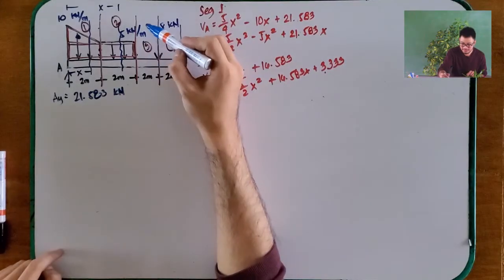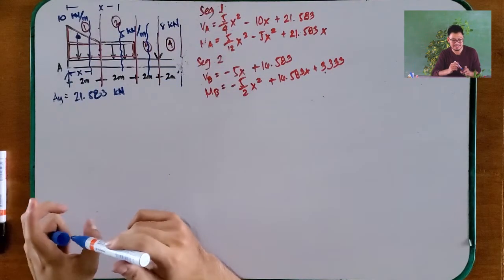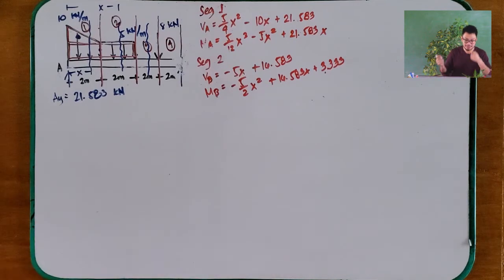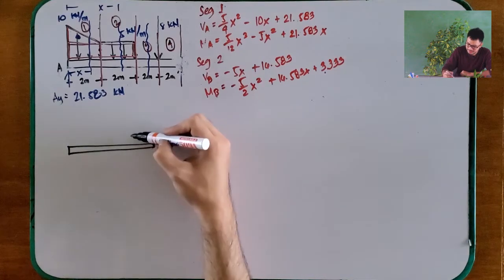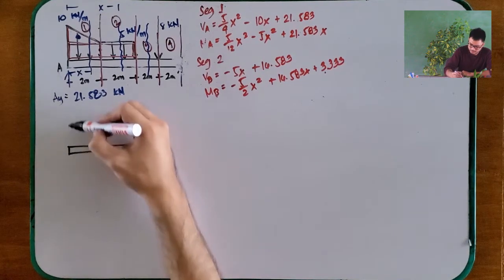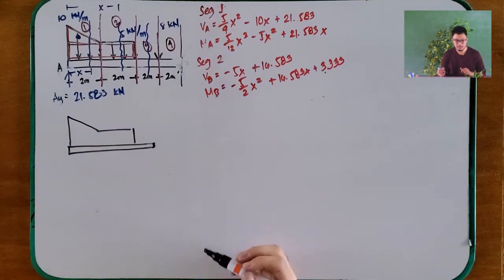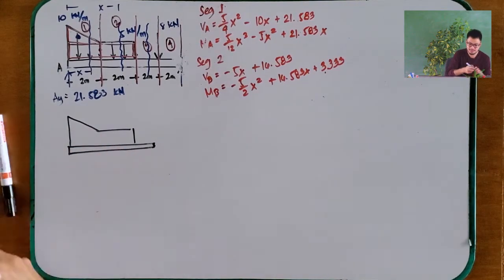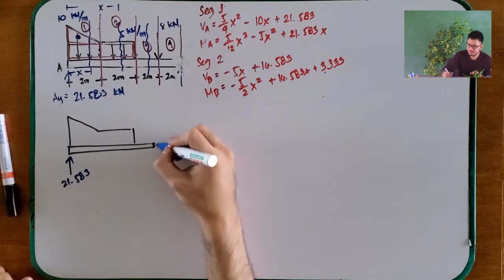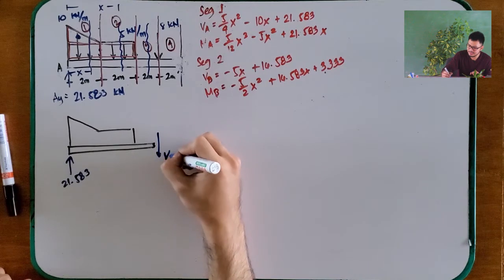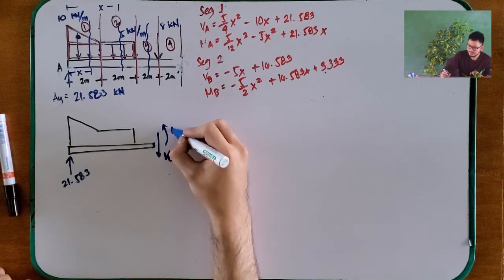So, it's a free body diagram again. Okay, so we cut again, and then assume the distance is x. Okay. So, what we will do is the same. And again, this one is 21.583, and this one is VC and MC.